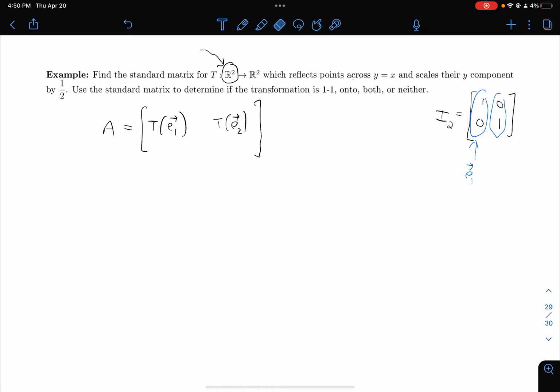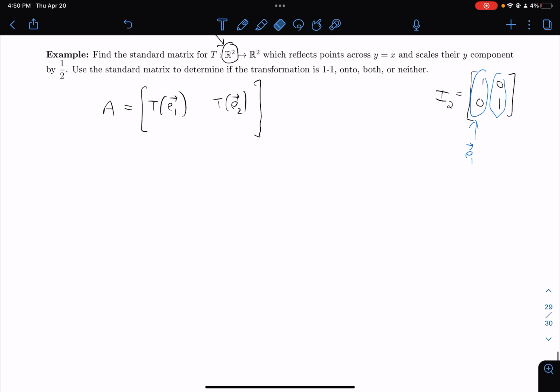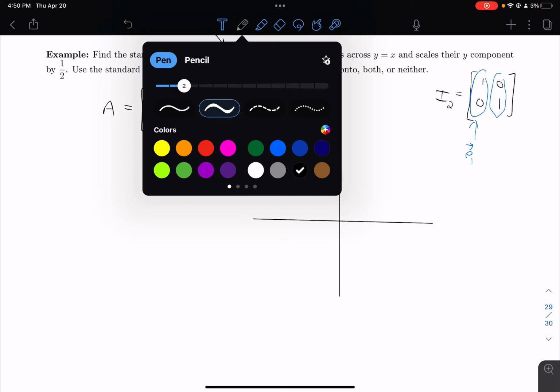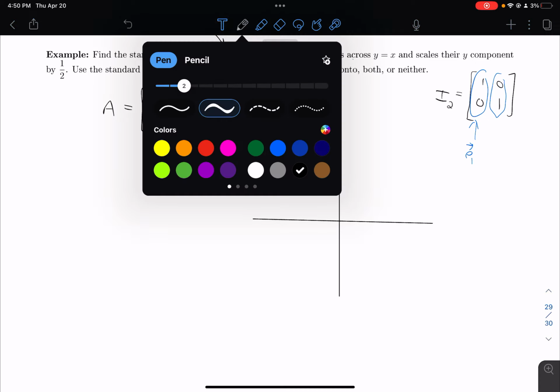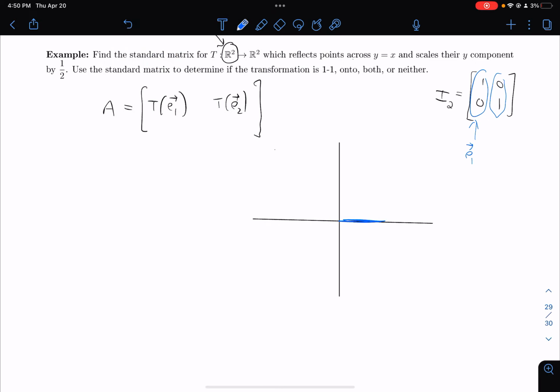Okay, so I got to figure out what these things are. To do that, let's draw a picture. I'm going to draw some axes. And let's draw these vectors, E1 and E2. So E1 is 1 unit along the x-axis. Let me switch to a different color. 1 unit along the x-axis. So E1 is the vector 1, 0. E2 is 1 unit up along the y-axis. That is E2. That is 0, 1.